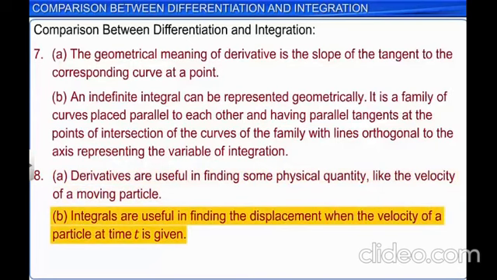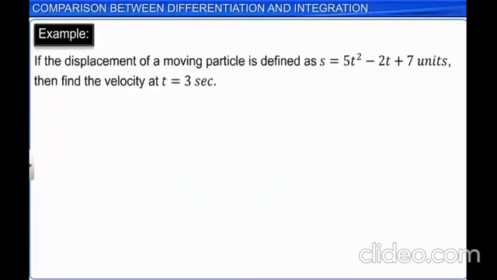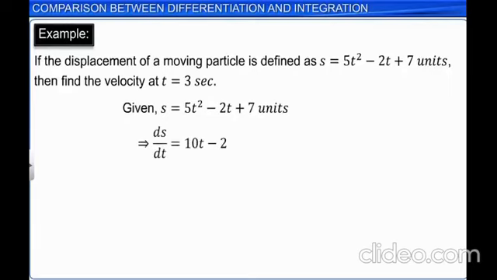For example, if the displacement of a moving particle is defined as s is equal to 5t squared minus 2t plus 7 units, then let's find its velocity at t is equal to 3 seconds. Consider the given function. On differentiating both the sides with respect to time t, we get ds by dt is equal to 10t minus 2. We know that velocity is equal to ds by dt. Thus, the velocity of the moving particle at t is equal to 3 seconds is 28 units per second. Hence the velocity is 28 units per second.